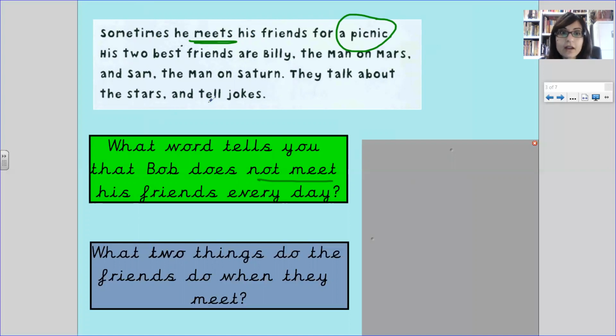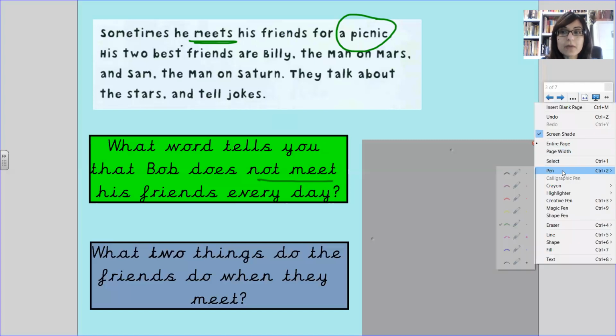So it's not picnic. Does friends mean that he doesn't meet them every day? No. Let's go back and read the first line. Sometimes he meets his friends for a picnic. What is the word that we're looking for? I'm changing the colour of the pen.